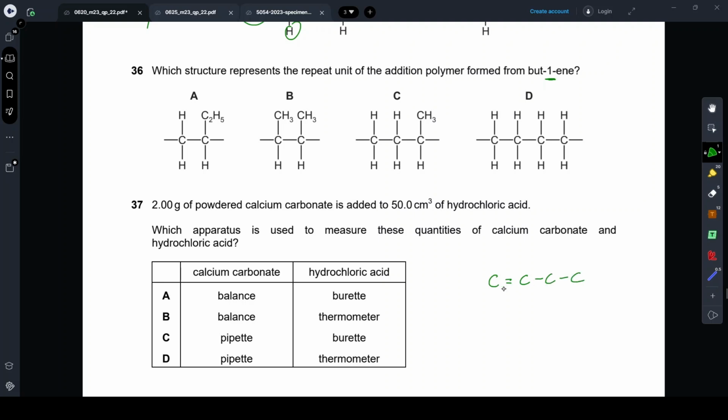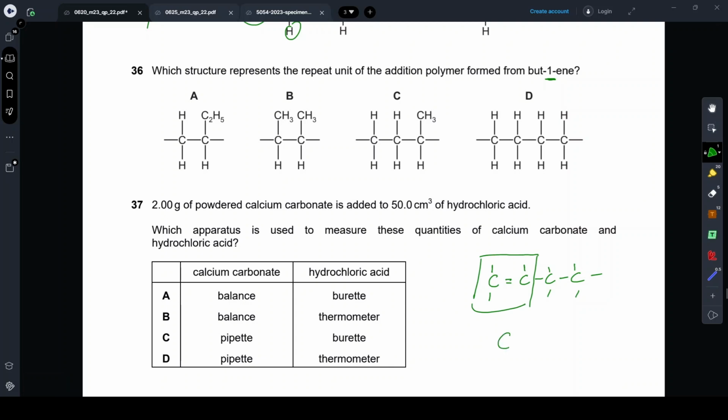Butene has 4 carbons. The double bond is on the first. You've got hydrogens over here. Too many bonds for carbon over here. Now, what you're going to do, again, too many bonds. So be careful of the number of bonds you're putting in. So to make this easier, you just want to focus on the part that has the double bond.